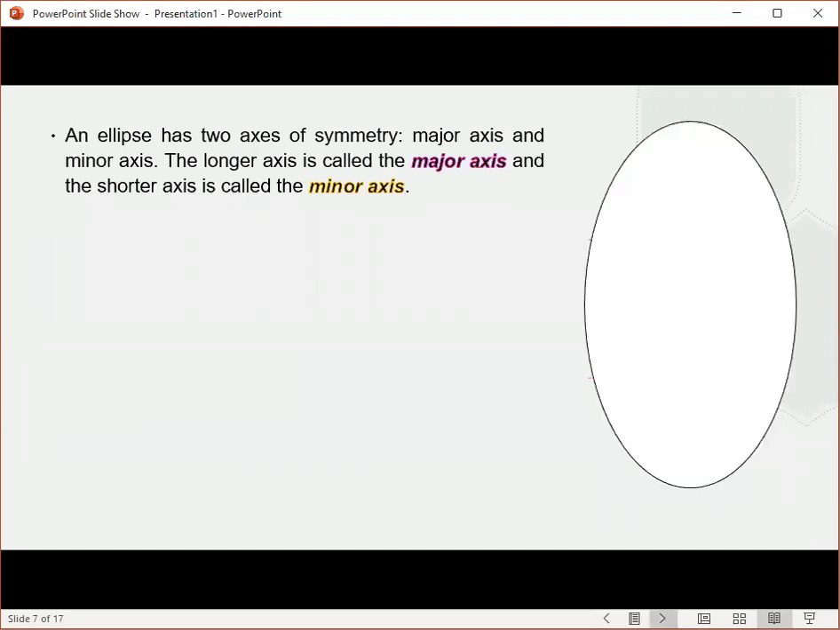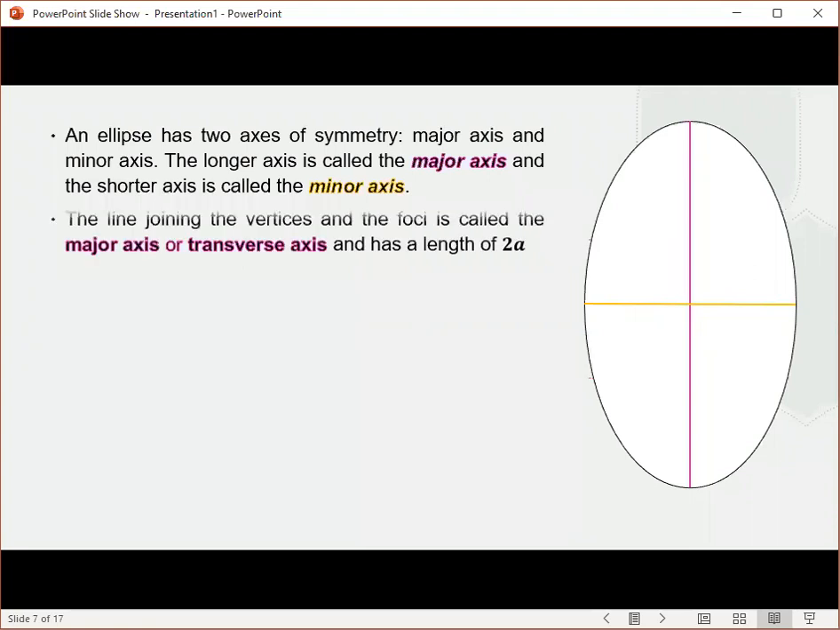So we have here an ellipse has two axes of symmetry, the major axis and the minor axis. So as mentioned earlier, the major axis is the longer axis and the shorter axis is called the minor axis. As you can see here, the one in purple or pink rather is the major axis. The one in yellow is the minor axis. So the longer axis is called the major axis and the shorter axis is called the minor axis. So this is an example of a vertical ellipse.